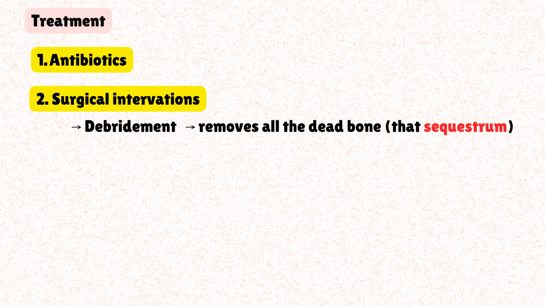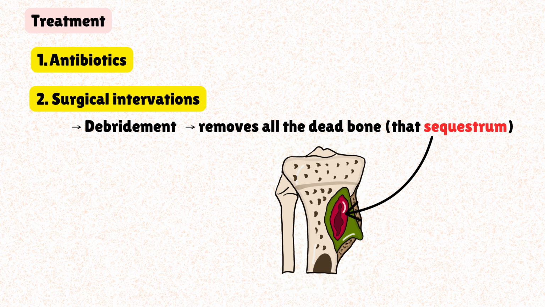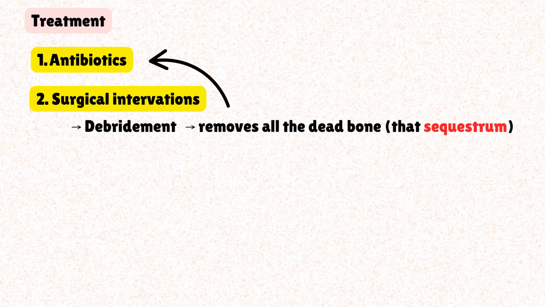Surgical intervention. This is often essential, particularly in chronic osteomyelitis or acute cases where there's a lot of pus or dead bone. Debridement. This is where the surgeon goes in and removes all the dead bone, that's sequestrum, any infected soft tissue, and any foreign objects. Getting rid of all that infected material is absolutely crucial so antibiotics can work and the bone can start to heal.